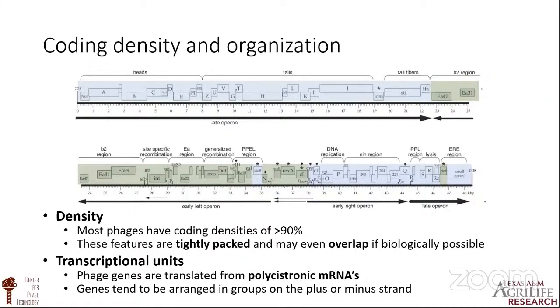Phage genes are also typically translated from polycistronic mRNAs, which means they tend to appear in large polycistronic blocks of genes. So we're looking at a gene arrangement here, and in this example, this is the phage lambda genome. You can see the blue and green blocks indicating genes in the plus and minus strand respectively. As you can see here, most genes tend to appear as collinear blocks either on the plus or the minus strand, with very little switching between the plus and minus strands for individual genes.